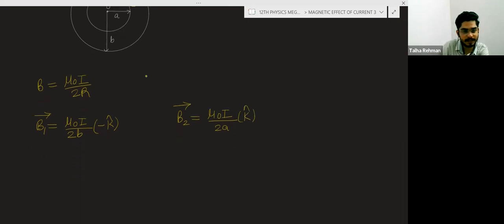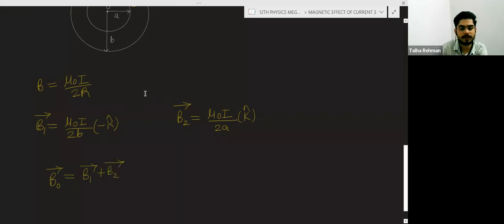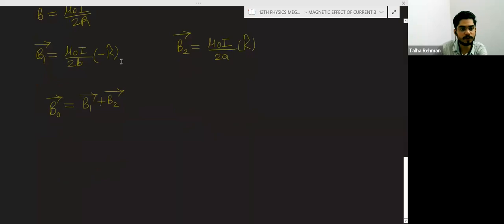So finally, the total magnetic field at point O is the vector summation of B1 plus B2. Okay. And now put the values of B1 and B2. This is the value of B1.